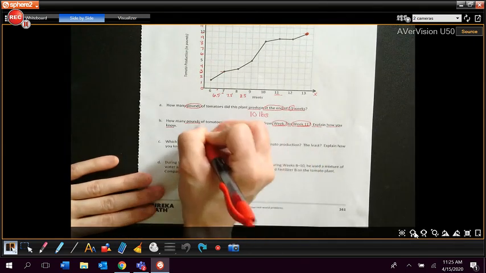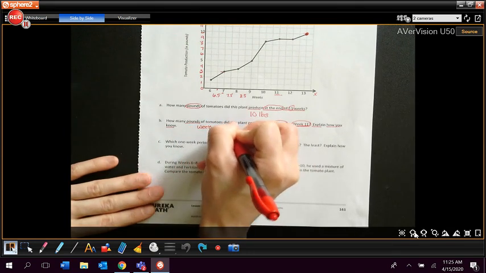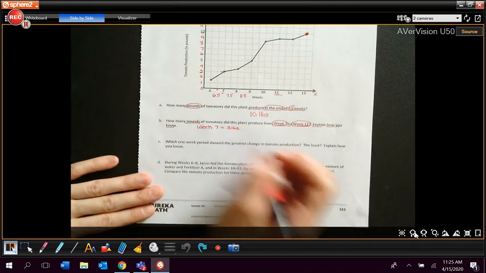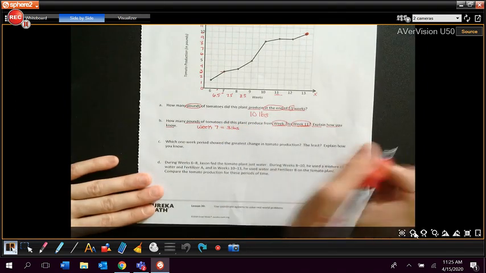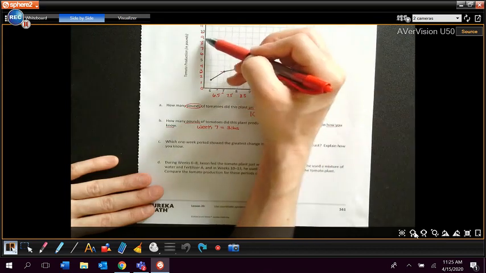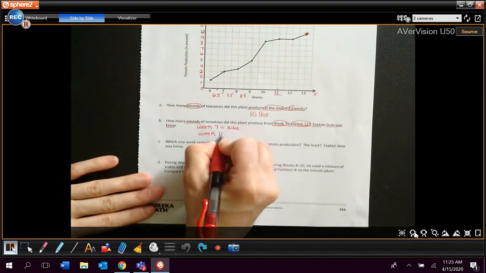So we know that at 7 weeks, how many pounds of tomatoes did they produce? 3. So let's write down our information that we know already. Week 7 was 3 pounds. Now we need to know week 11. Week 11, if we look at it, it was at 9 pounds.